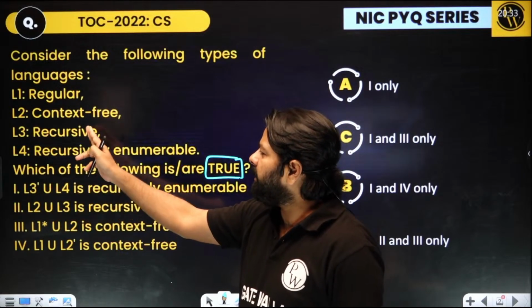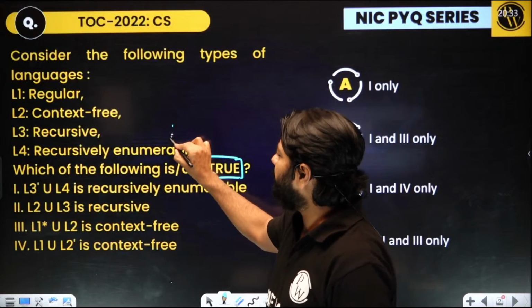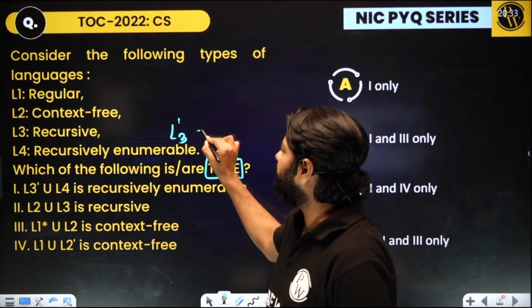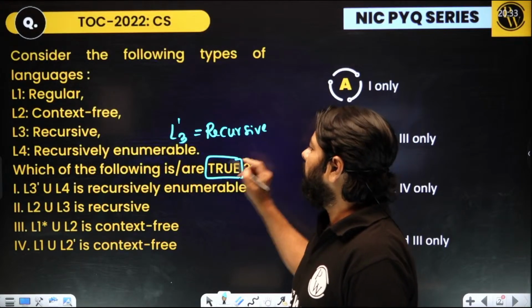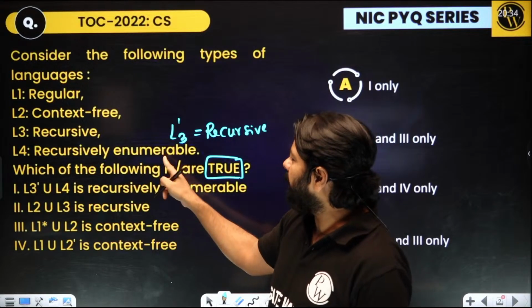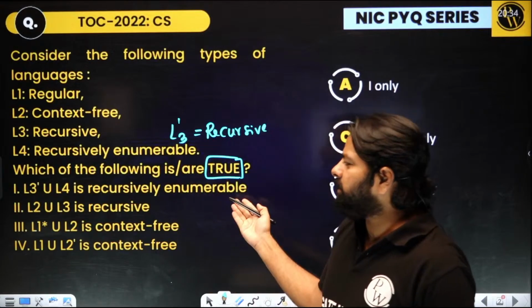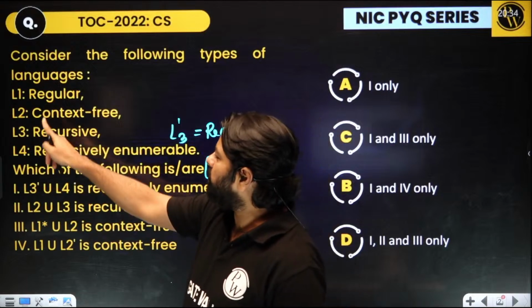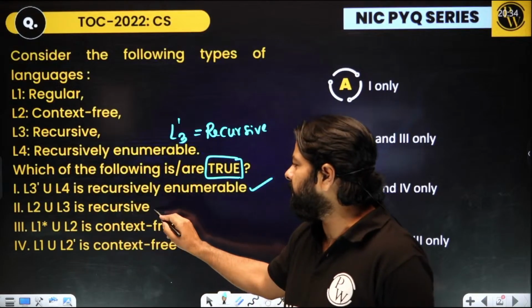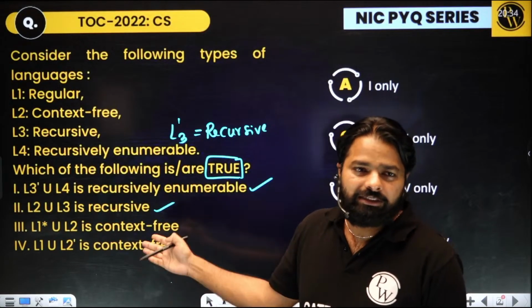L3 complement, that is recursive complement, is recursive. So L3 complement is definitely again recursive. And union with L4. What is L4? REL. So recursive union REL is definitely REL. This is a true statement. And L2 union L3, that is context-free union recursive, is definitely recursive, not an issue. But you cannot say CFL.